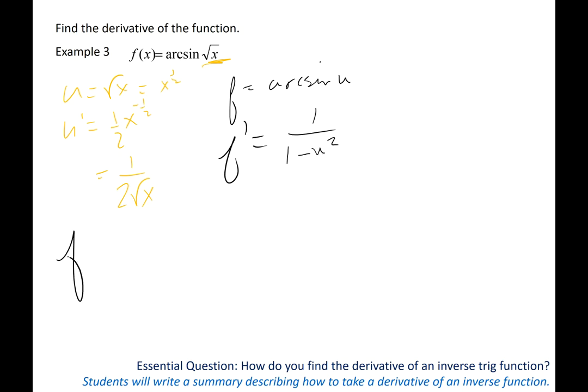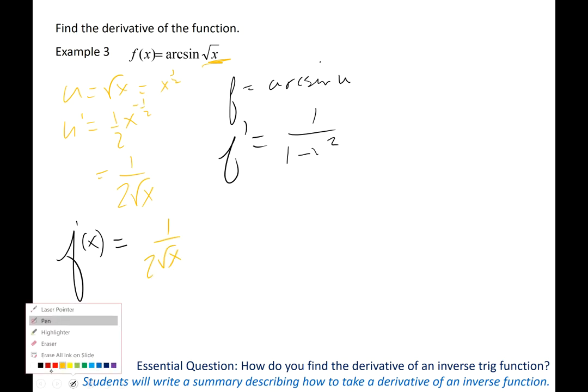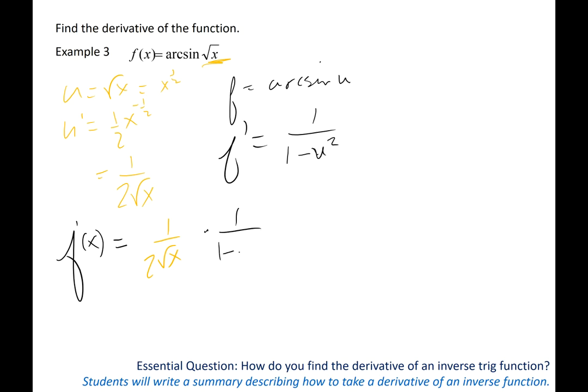Okay, so now we're going to go to my official derivative. F prime of x equals the derivative of the inside, which is 1 over 2 square root of x, times the derivative of the outside, which is 1 over, lost my u, 1 minus u squared, and my u is the square root of x.